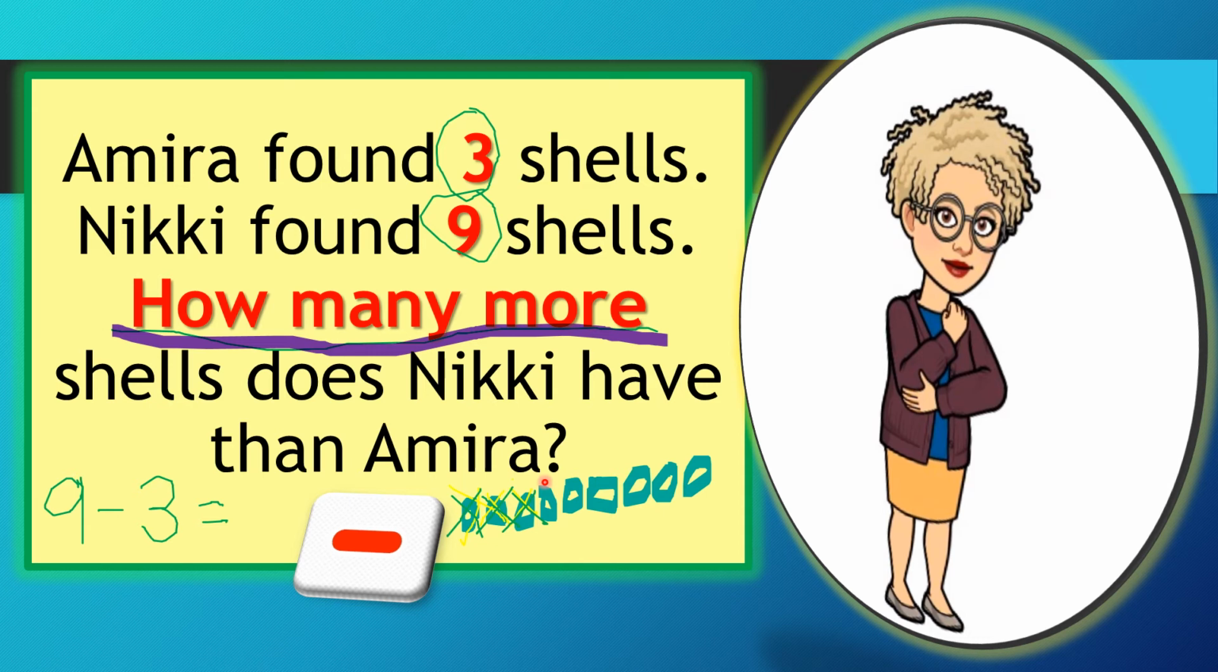Super counters, are you ready? Well, here we go. 1, 2, 3, 4, 5, 6. Our difference here then is 6. So that means the solution to this problem is Nikki has 6 more shells than Amira.